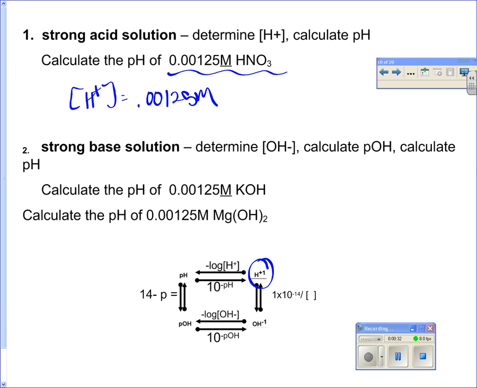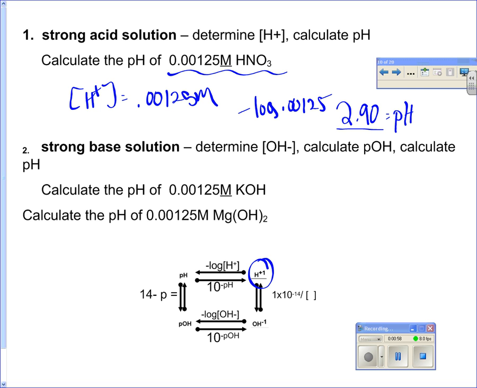So if I minus log that, 0.00125, that's going to give me the pH, which comes out to be 2.9, which makes sense because if it's less than 7, then I know that that's acidic. If the answer actually came out more than 7, then the answer would actually be 7, because you cannot have an acid that is basic, and so it just means it's been watered down.